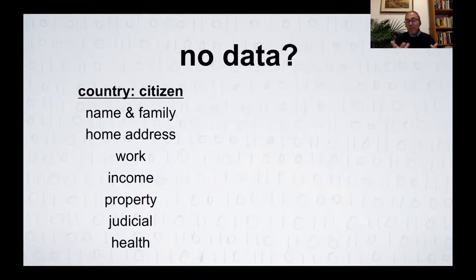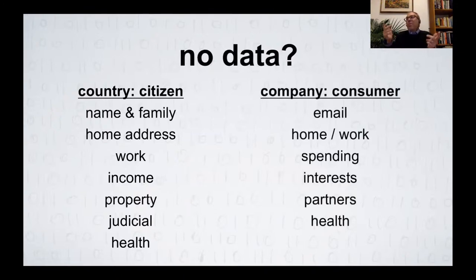They know your name. You need a birth certificate. They know if you have people in the family, either through the census, which is, of course, cordoned off or should be, but through other ways in which if you have a driver's license or if you have voting records, they know your home address, work, and your income through the tax records. They know if you've bought property. They know if you've had any judicial problems. They know your health if you have a National Health Service.